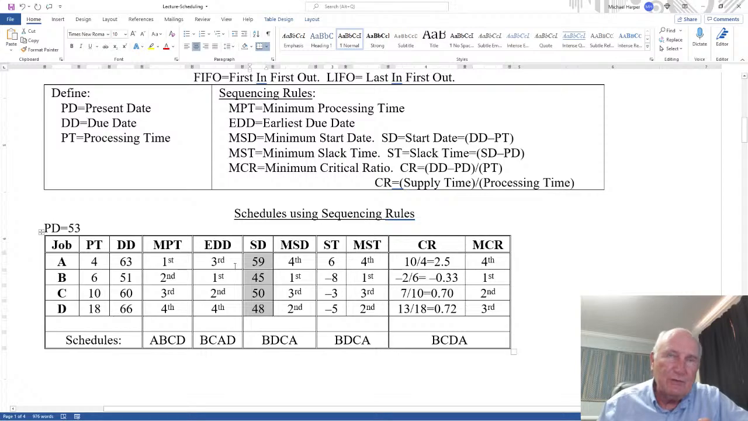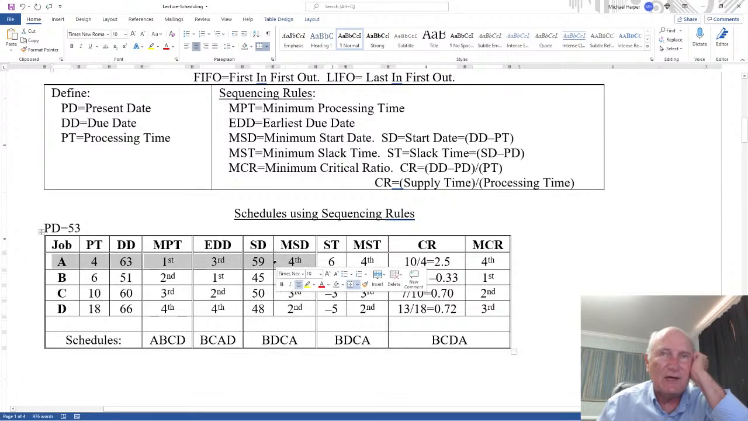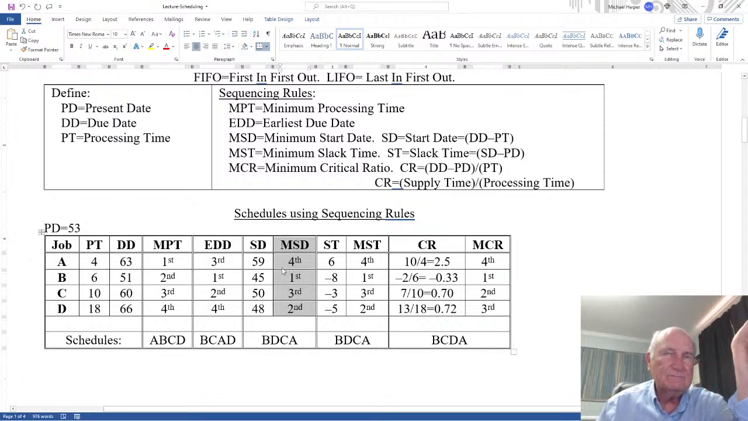If I start earlier than the start date, I'll be early. If I start later than the start date, I'll be late. So the start date is the latest date I can start and not be late. So I take the minimum start date, 45 here, that's B. But the next highest one is 48, that's D. And then C is 50, and then A is 59. And notice the minimum start date is not the same as the MPT or the EDD. They're different. It's B, D, C, A. So I have 3 different schedules.